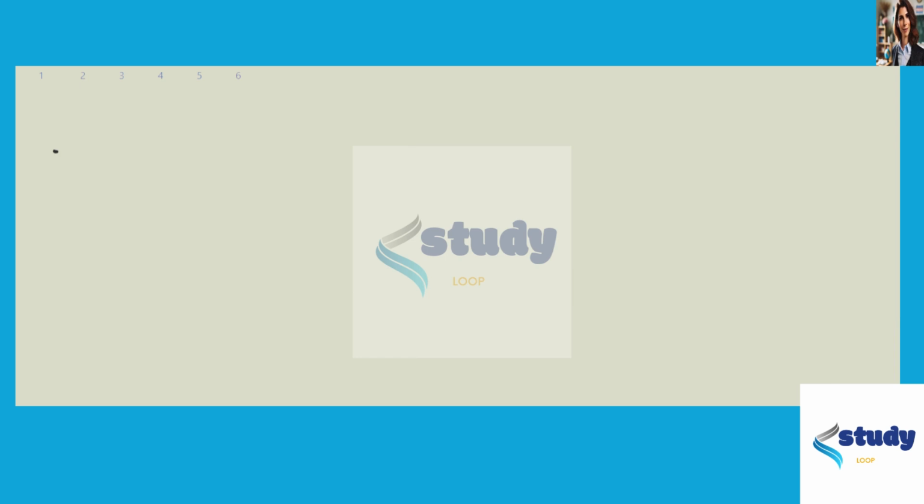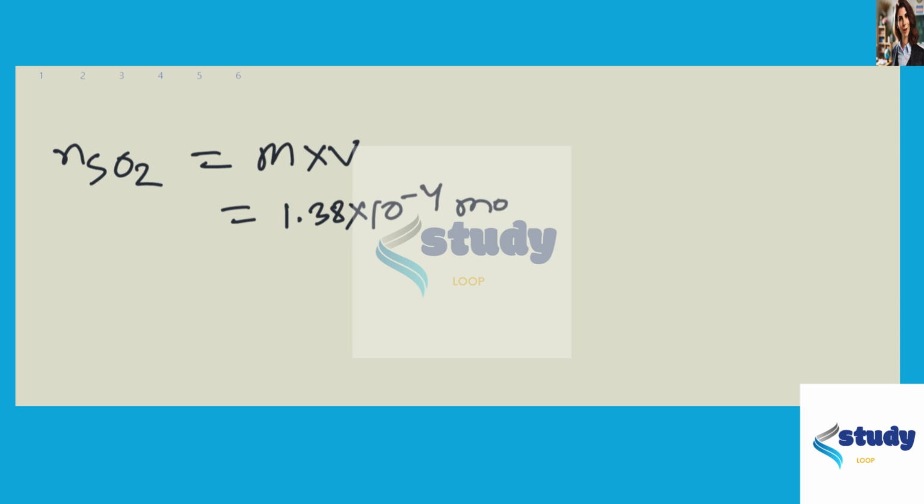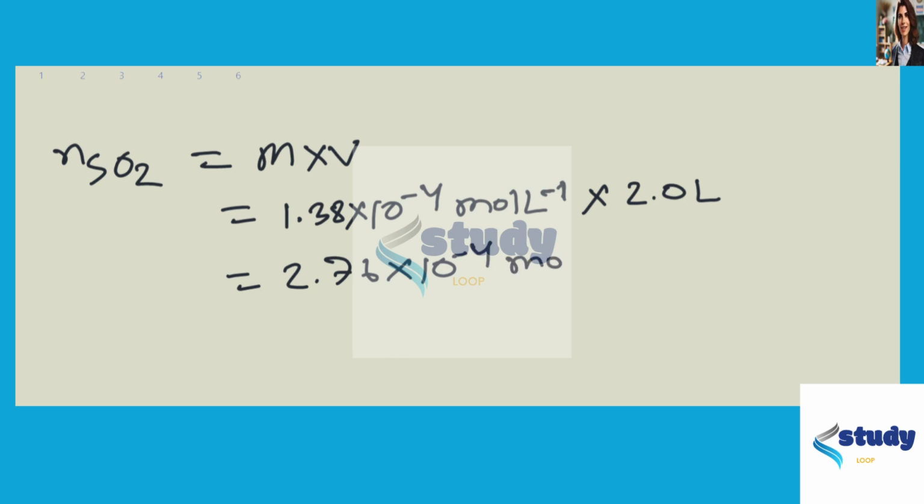So this is the equilibrium concentration of sulfur dioxide, and from here we can find out the mass of sulfur dioxide. And for that, first we have to find out the number of moles of sulfur dioxide, which will be molarity or equilibrium concentration times volume. So the concentration we have just calculated as 1.38 times 10 to the power minus 4 molar or mole per liter, times the volume is 2 liter, and from here we will get a value of 2.76 times 10 to the power minus 4 mole.